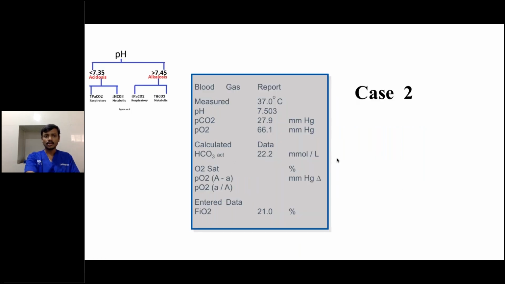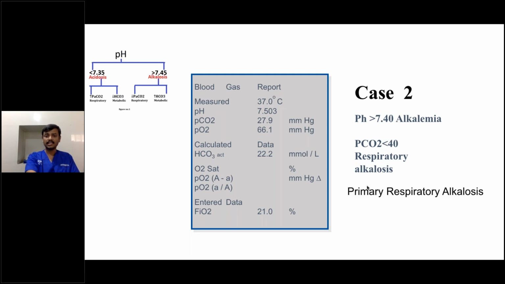Coming to case 2, look at the pH, 7.50. What is this? It is alkalemia or alkalosis. The moment there is alkalosis, look at either carbon dioxide or bicarbonate, whichever correlates with the high pH. So here PCO2 is less than 40, which correlates with alkalemia. It is called respiratory alkalosis. So pH is high, low PCO2 means there is a respiratory alkalosis. This is a very basic thing. So we call it primary respiratory alkalosis, a primary disorder.